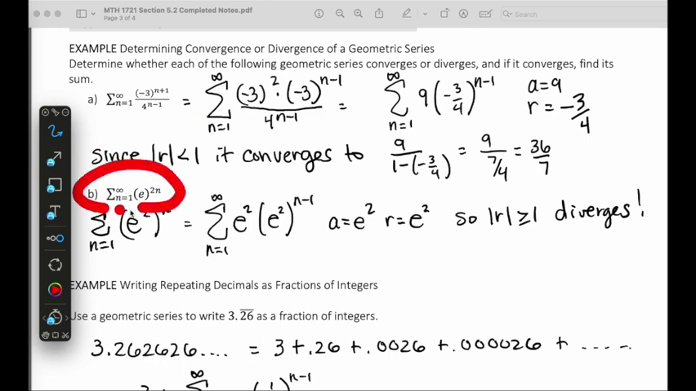Now, if I look at the second example, or part b, I'm going to rewrite, using the same trick, e^(2n) by pulling out an e squared, which would leave this as n minus 1 instead of n. Now it's in the form that I can identify my values of a and r. a would be e squared and r would be e squared. And because r is greater than or equal to 1, this series is going to diverge.